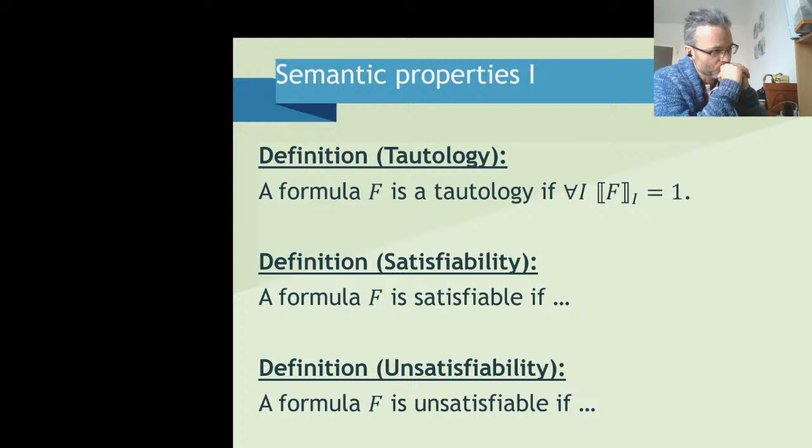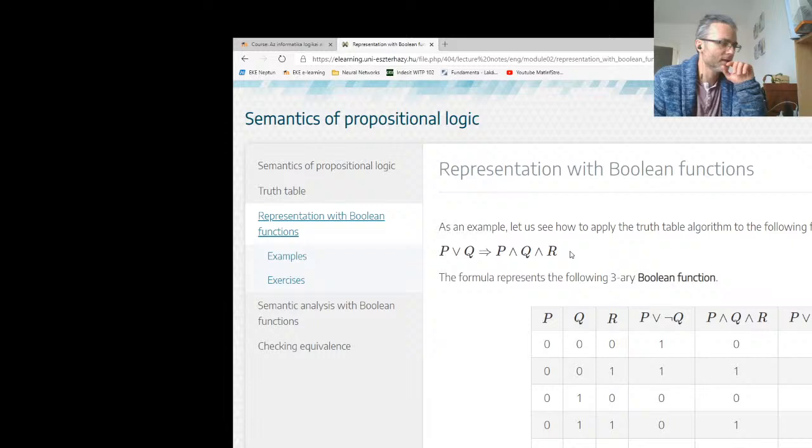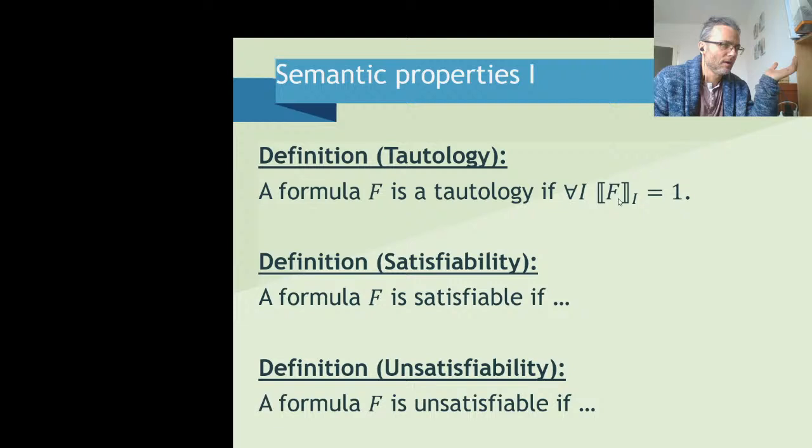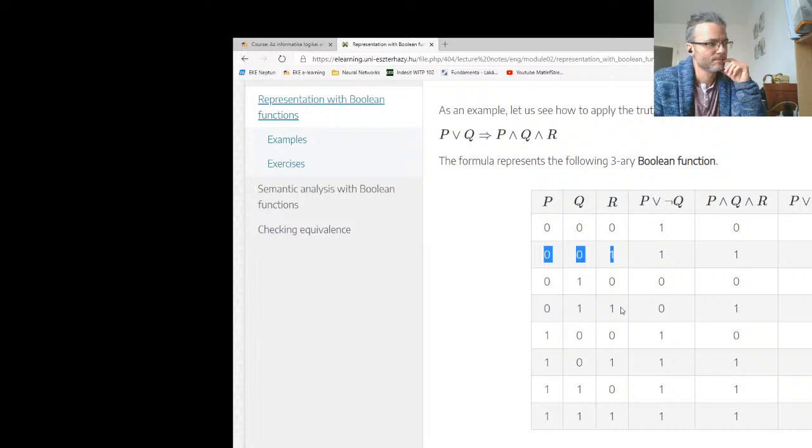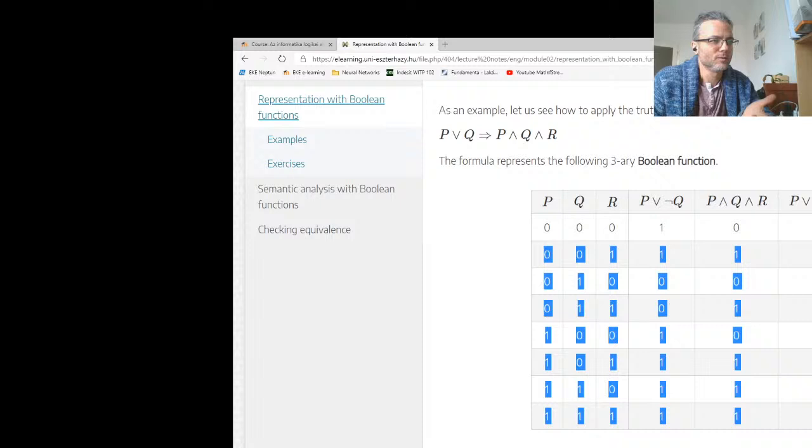So it means whatever value I use in F, it will always give me one? No, the formula is given in advance. So for example, I give you this formula here, and I ask you, could you prove that this is a logical law? Then what you should do is to check the value of this formula under all interpretations. An interpretation means, you know, this is an interpretation, or that's another interpretation. Every possibility. Yes, this is how you can translate it to English. For every possibility, the value of the formula is one. Okay.